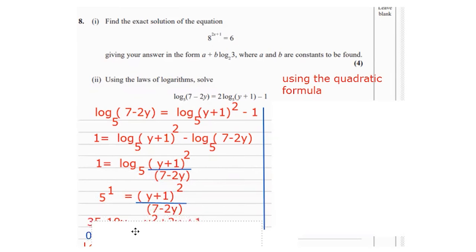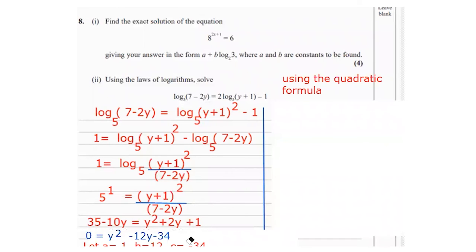Now my next step is to rewrite that equation as a power. So the base 5 is taken up and we write 5 to the power 1 is equal to (y plus 1) squared divided by (7 minus 2y). Now cross multiplying, I get 5 times 7, which is 35, minus 5 times 2y, which is 10y, and I expand (y plus 1) squared to make it y squared plus 2y plus 1. My next step would be to collect all the terms onto the right-hand side and equate it to 0 so that we have a quadratic equation.